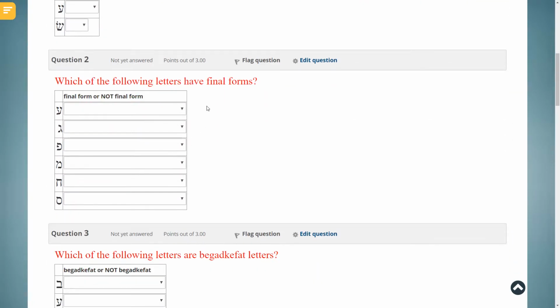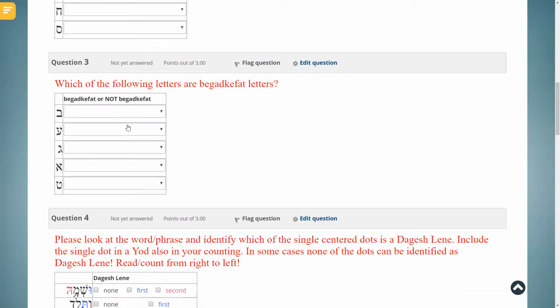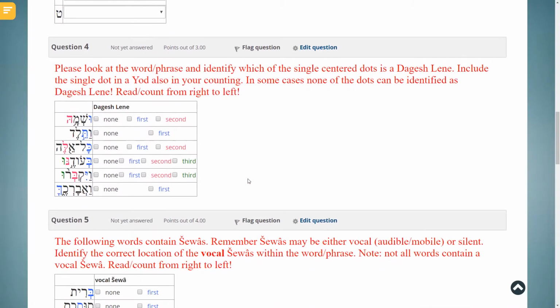Next question asks you about final forms. So students need to identify whether there's a final form present or not. Well, Ayin doesn't have a final form, but Pe has, for example. Then we are asking about Begadkefat letters. Bet is a Begadkefat. Ayin is not a Begadkefat, and this is how it goes on.